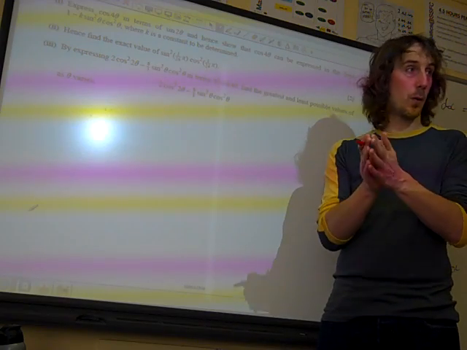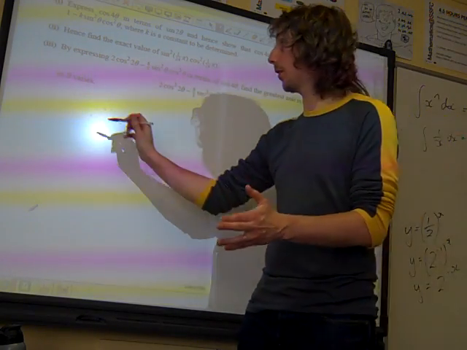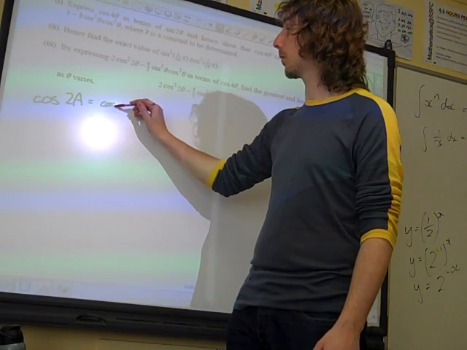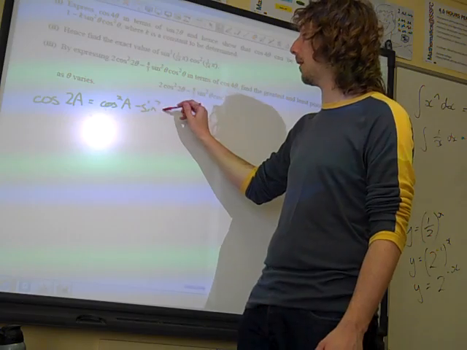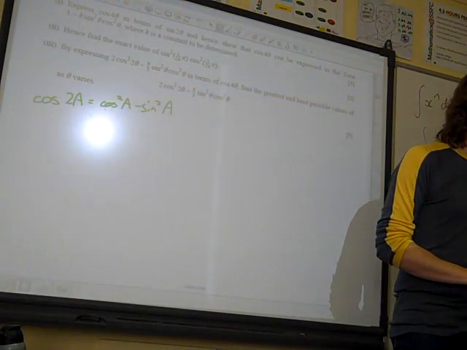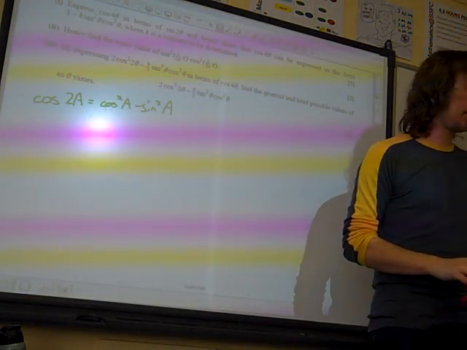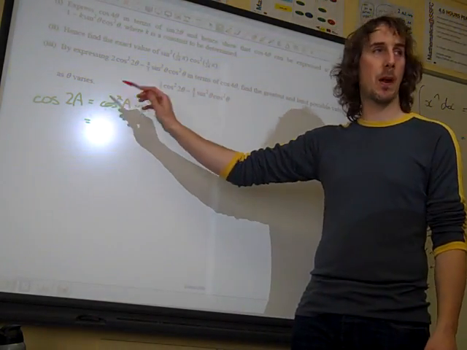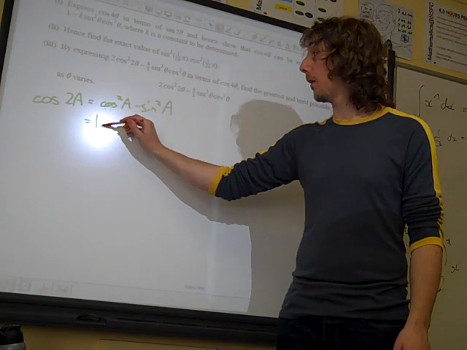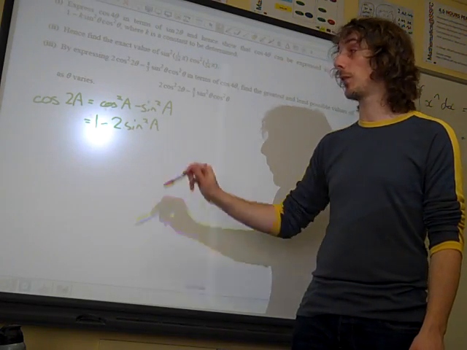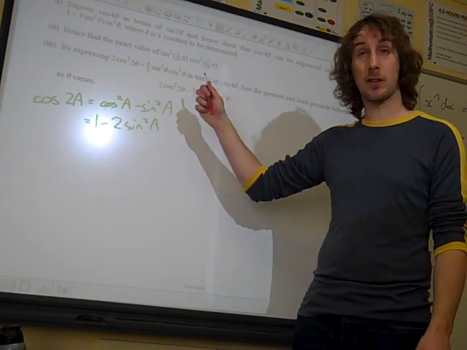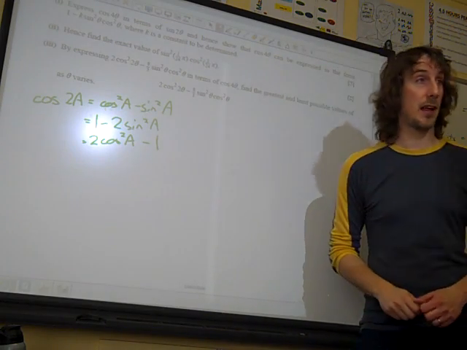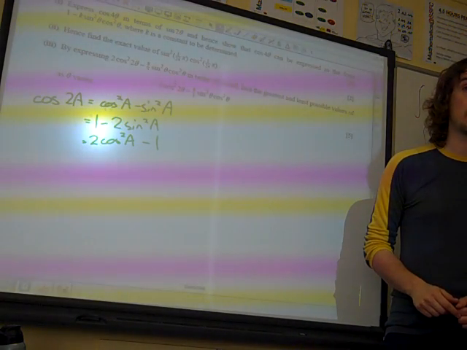If we're talking about cos 4 theta, we start, and you can get this from the formula book, with cos of 2a is cos squared a minus sine squared a. Remember? We got that one? And that leads us to two further identities using the Pythagorean identity to switch things round. If we replace cos squared with 1 minus sine squared, we've got 1 minus 2 sine squared a. If we replace sine squared with 1 minus cos squared, we've got 2 cos squared a minus 1. So that's our options for cos 2a.